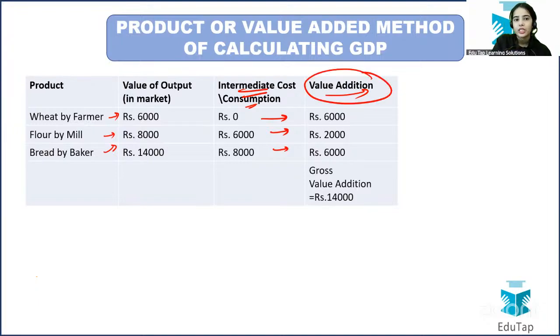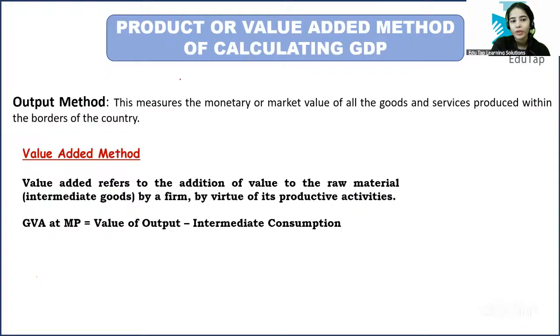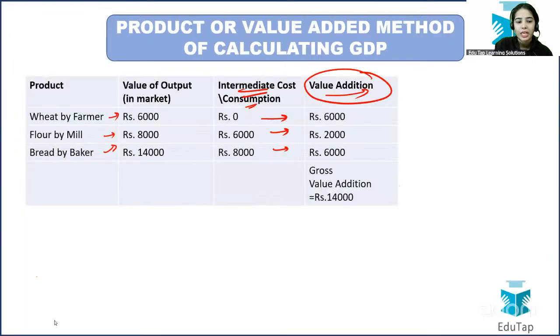So what is the formula of value added? Value added refers to the addition of value to the raw material or intermediate goods, basically by a firm, by virtue of its productive activity. So value added basically means how much value addition has been done by a producer.